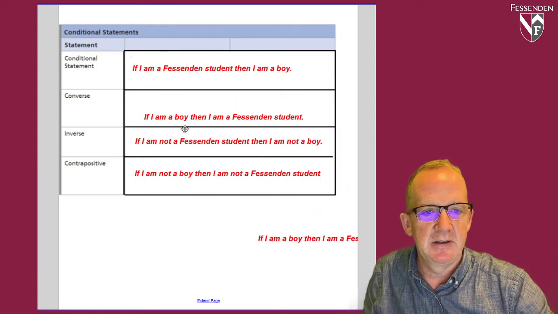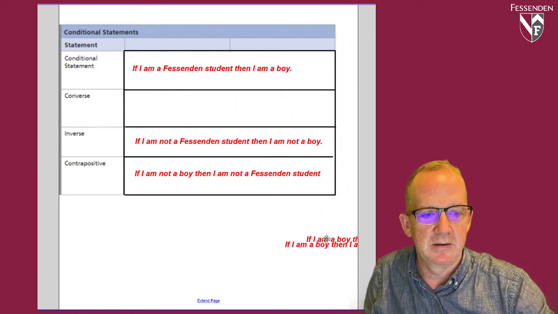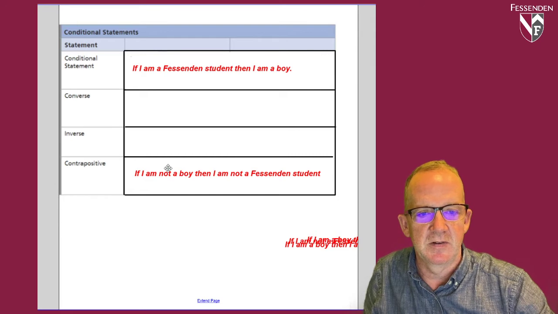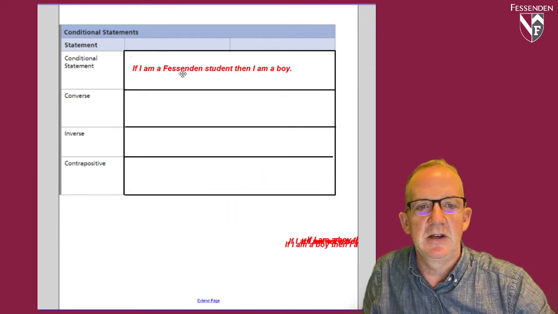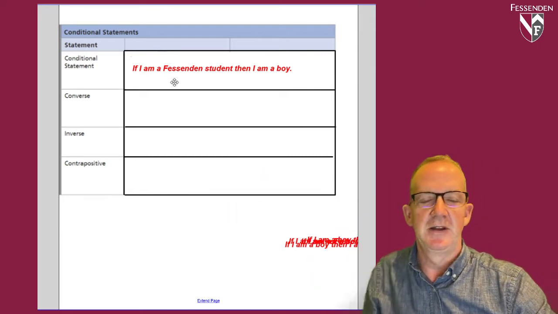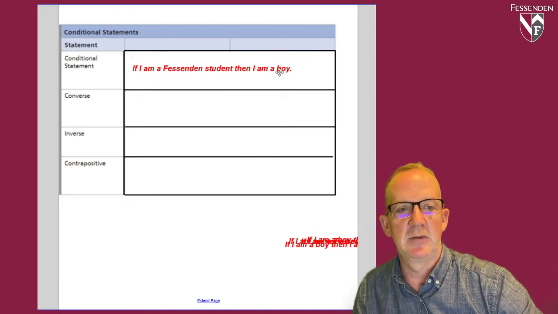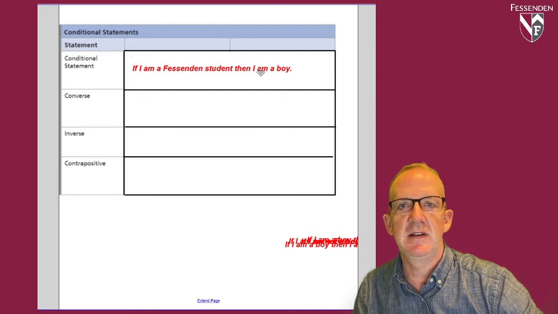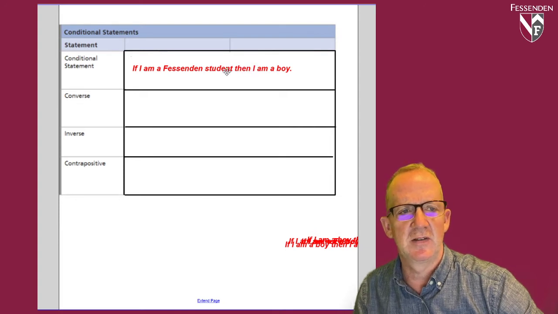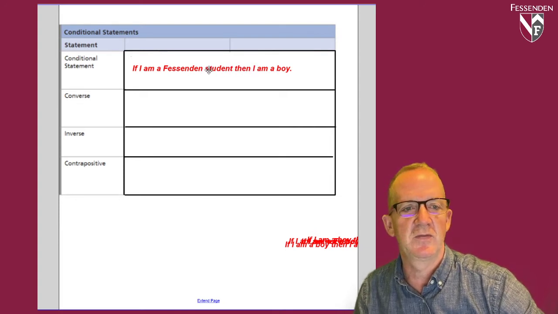So I'm going to hide these right now because we don't need these yet. I'm going to talk about them in just a second. So here's a conditional statement for us to talk about. If I am a Pheasant student, then I am a boy. We can debate that, but yeah, that seems to be true. Do you agree that that is true? I heard that back in the 1910s or 1920s there were a few girl students at Pheasant, but in general I think this is true.